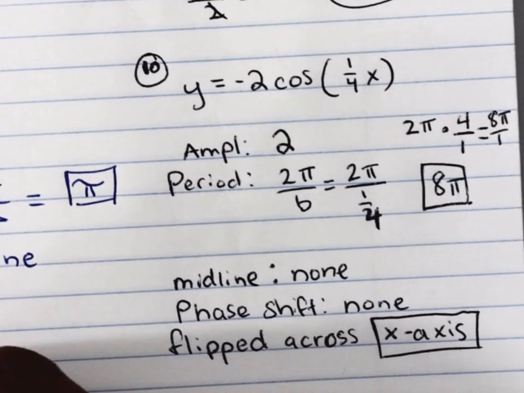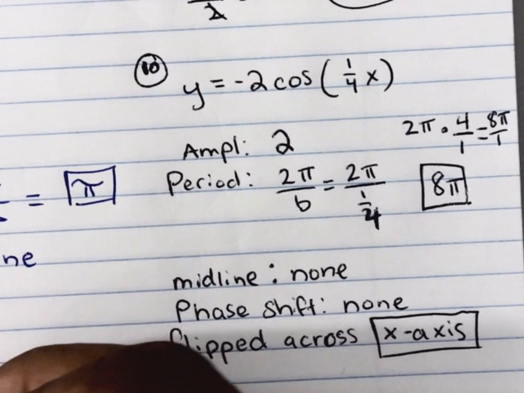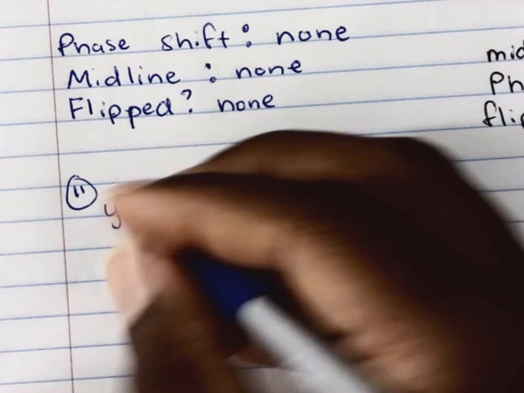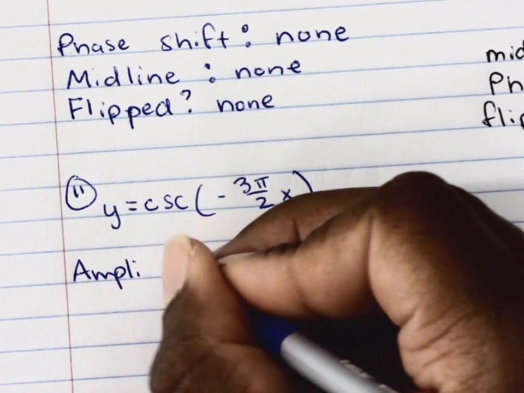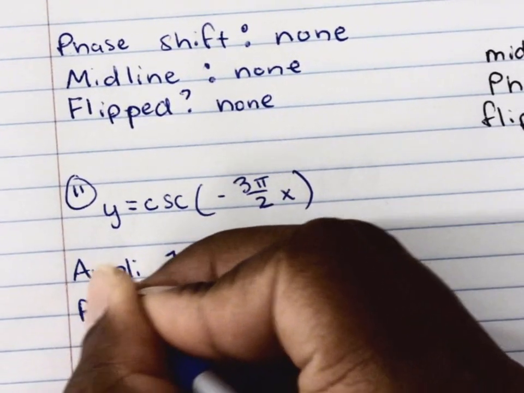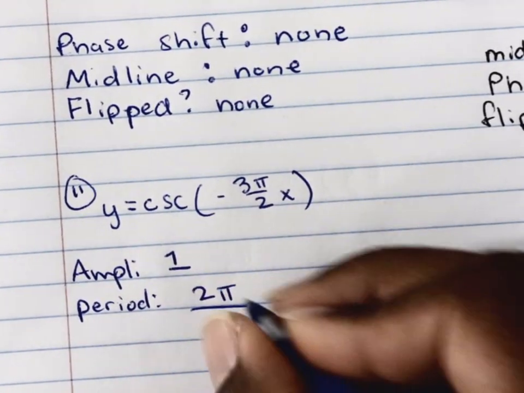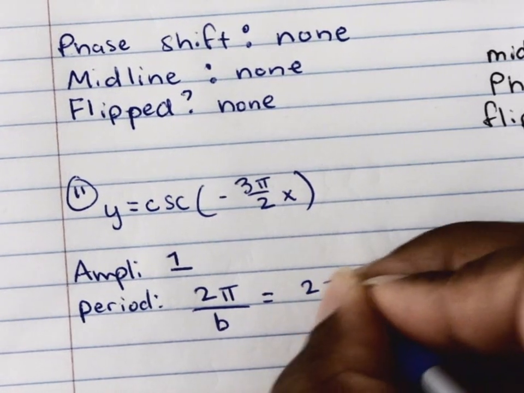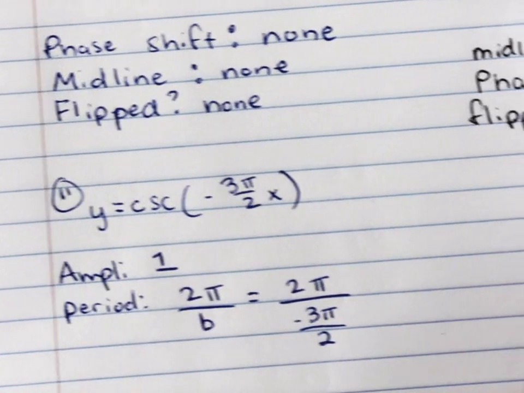And that's that one. Next we got y equals cosecant negative 3 pi over 2x. All right, amplitude, no number in front of cosecant, so understood to be a 1 there. So for the amplitude, I'll say 1. To find the period, cosecant has a period of 2 pi, just like its reciprocal sine. So 2 pi over b. B is negative 3 pi over 2, so 2 pi divided by negative 3 pi over 2.